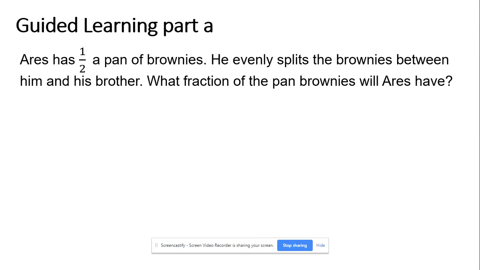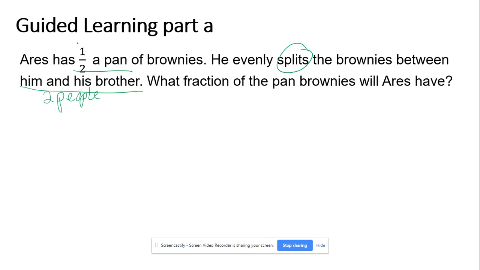Aries has 1/2 of a pan of brownies. He evenly splits the brownies between him and his brother. What fraction of the pan of brownies will Aries have? Let's see, I know he's starting with 1/2 of a pan of brownies. It says he's gonna split the brownies. So that means we're sharing them evenly between himself and his brother. So I can see that's 2 people. We wanna know how much one of those persons is gonna get.